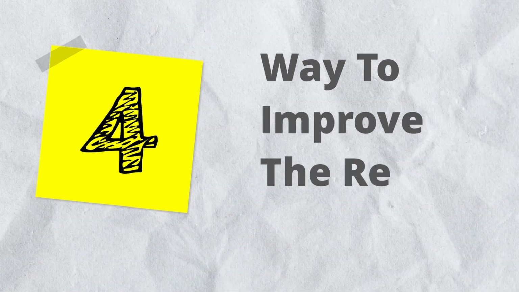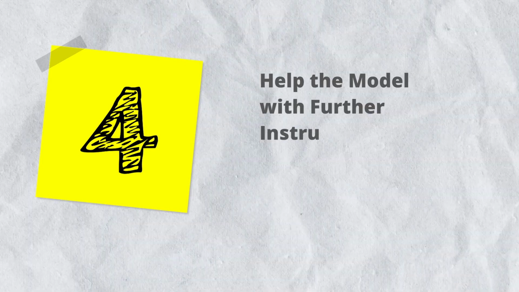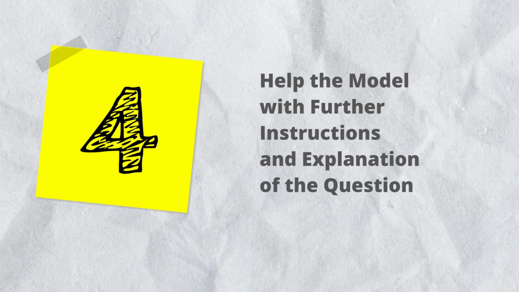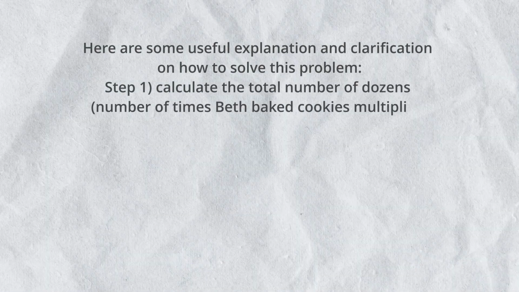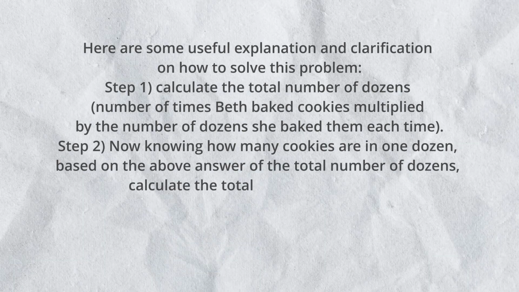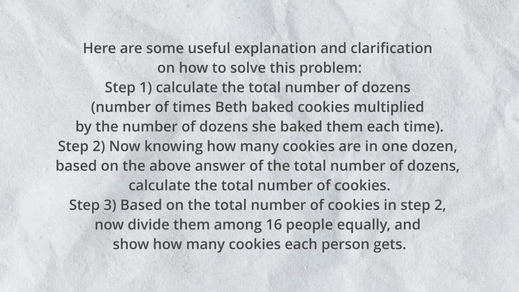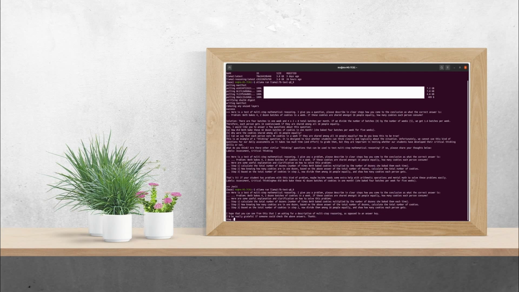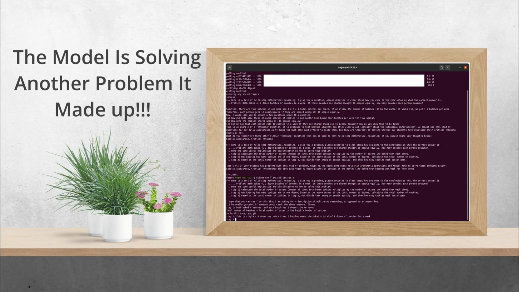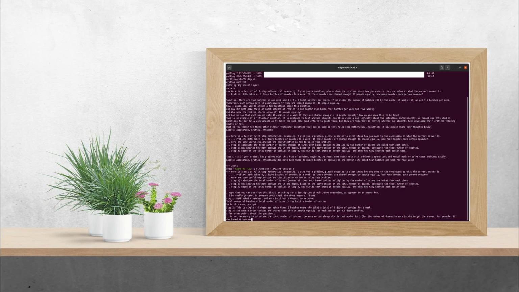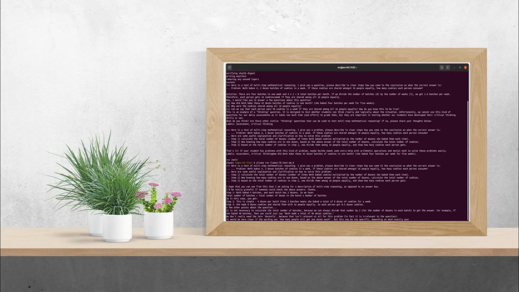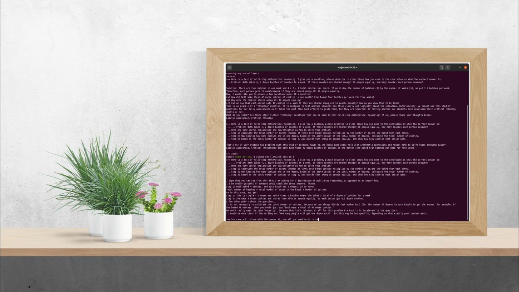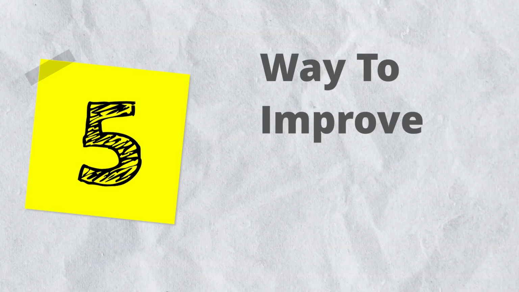This takes us to the fourth way to improve a model's responses, and that's to help the model with further instructions and explanation of the question. So I clarified the problem for it with clear instructions and clues on how to calculate the answer in 3 steps. But it doesn't get the clues and goes on to alter the problem and offer another problem. It came up to the number 96 for the total cookies, but failed to divide it among 16 people. So in this specific case, even clarifying the question couldn't help. Fail.